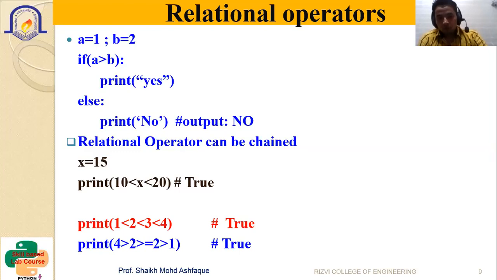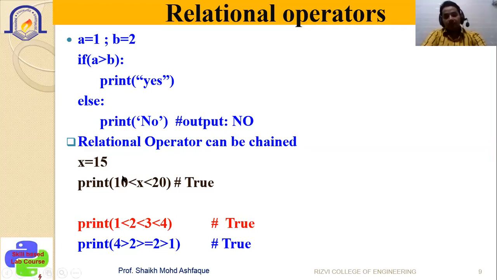Else print no. So here the value of a is not greater than 2, so it will go into the else part and print no. Here the relational operator is used as a greater than b. Suppose, can we use the relational operator like a chain? Yes, you can use a relational operator like a chain.